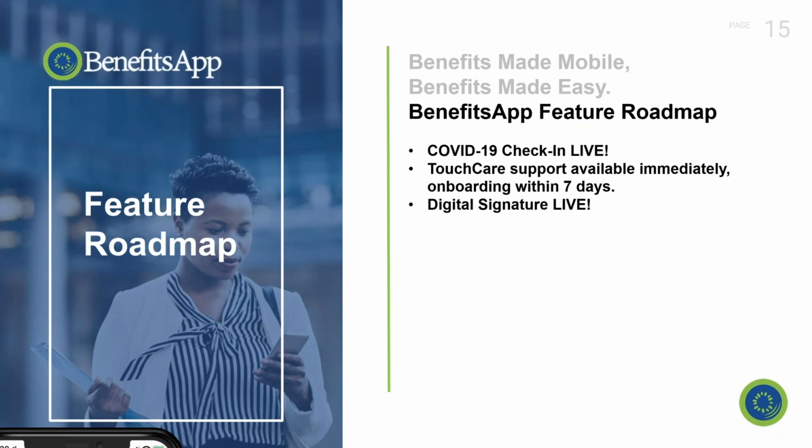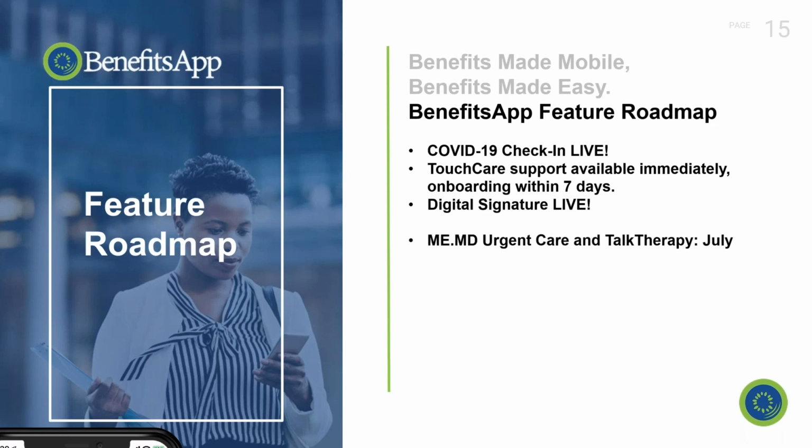Finishing up here, I just want to run through again our feature roadmap. Our COVID-19 check-in is live. Our TouchCare support is available immediately. Their onboarding is typically within 7 days. Our digital signature tool, which we did not demonstrate today, but we're happy to show you individually, is essentially an online, or within the app, you sign a digital signature contract with your finger. This could be used for acknowledgement of reading the employee handbook, or if you have certain policy documents, it's easy for those to happen within the Benefits app. Very excited about these features that we're rolling out today.